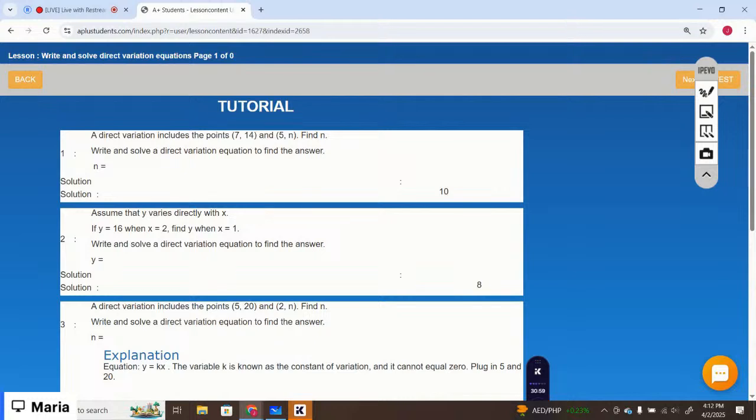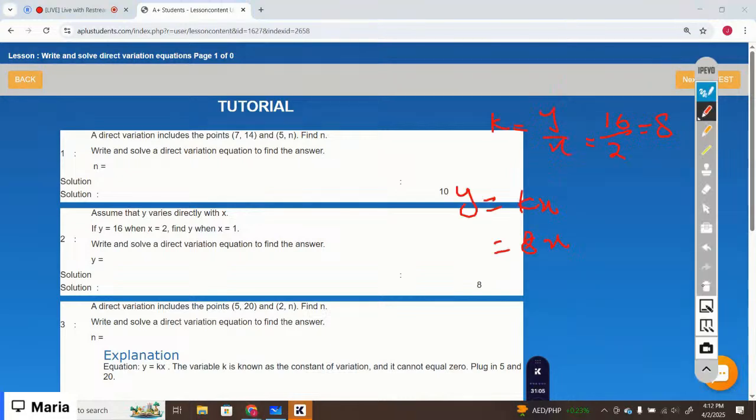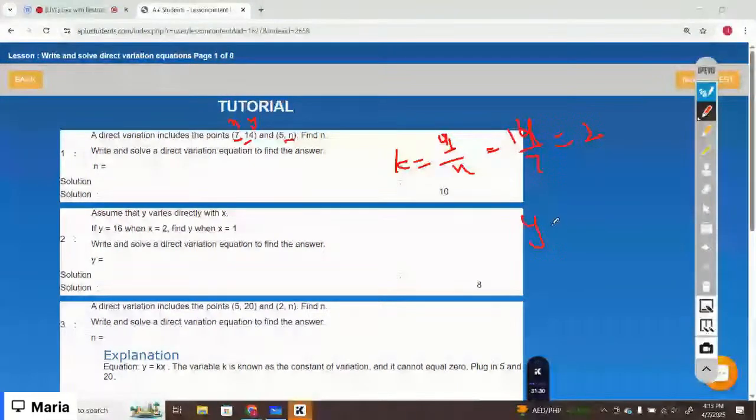So you just have to find a relationship between the points. This is x and this is y. Calculate k from this because both the points are on the direct variation. So calculate the k equals y over x. So k is 2. Y equals k times x, x is 5. So 2 times 5 is 10. So the n equals 10.